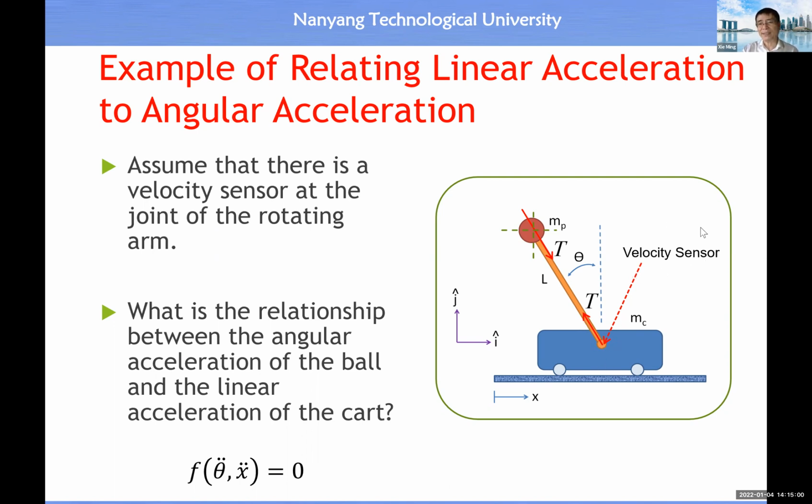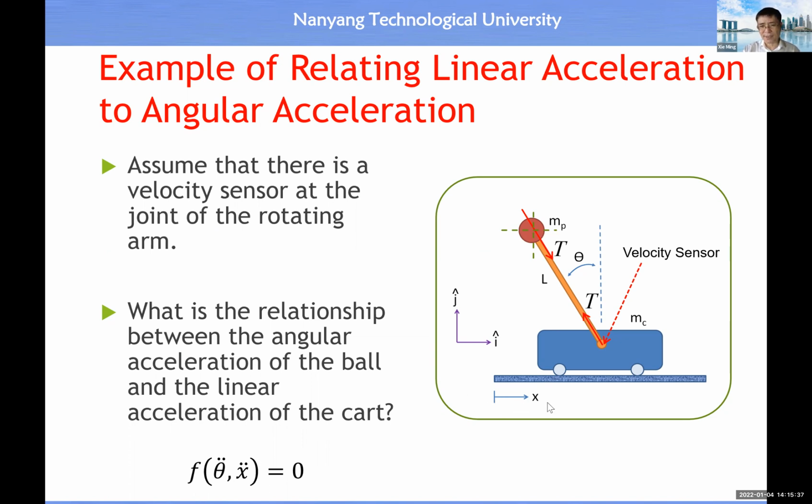So if we know the time function of velocity, that actually means we know the angular acceleration, right? Then this is the payload of this robotic arm, a single degree of freedom robotic arm. Now we ask: what is the relationship between the angular acceleration of the ball, or of the hand, and the linear acceleration of the mobile base, the car? So we want to know the relationship between x double dot and theta double dot.